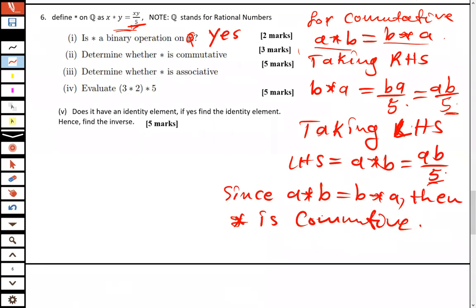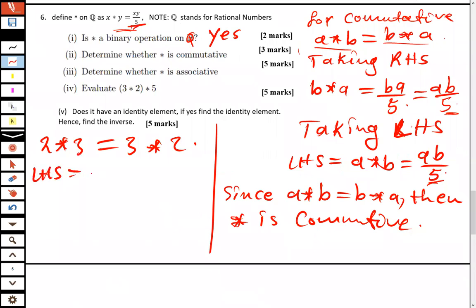That is how you solve it. If you want, you can just pick any two numbers. You can just say, okay, I'll test for 2 star 3 and 3 star 2. For commutative, this should hold. Hence, you proceed by finding the left-hand side.